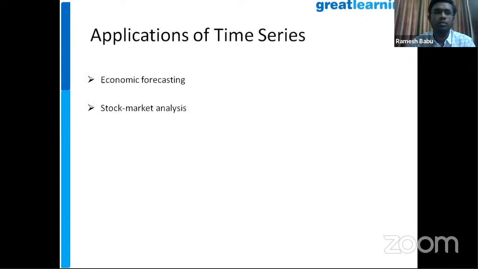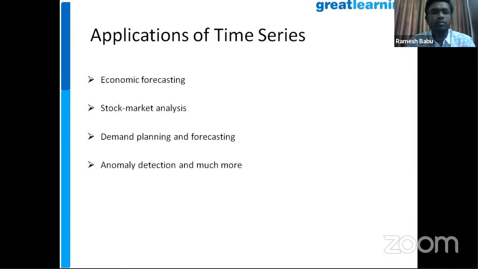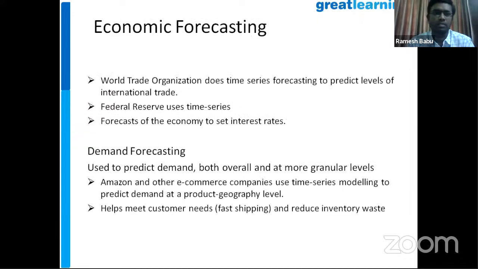Right? So what are the applications of time series? At a high level: economic forecasting, stock market analysis, demand planning and forecasting, and anomaly detection, something like fraud detection in banking. We'll take them one by one and try to understand how they impact time series models.